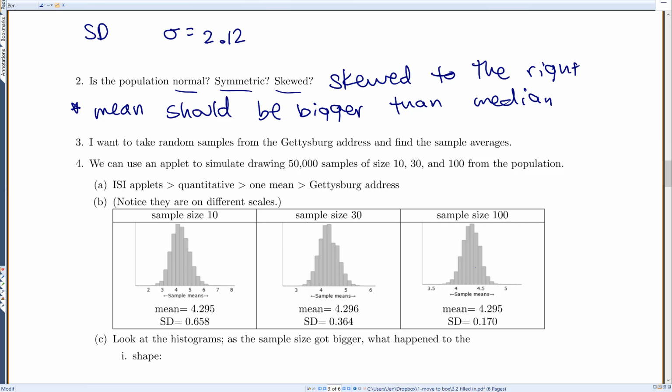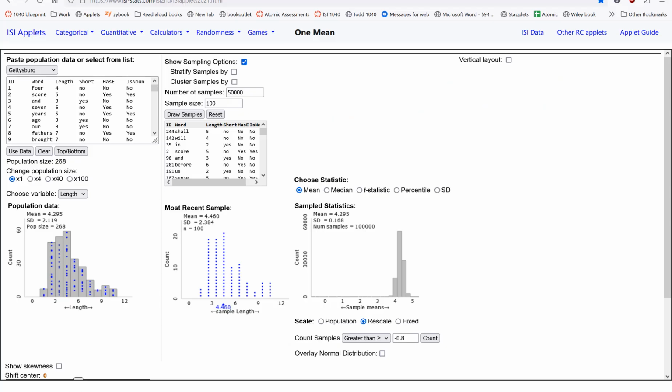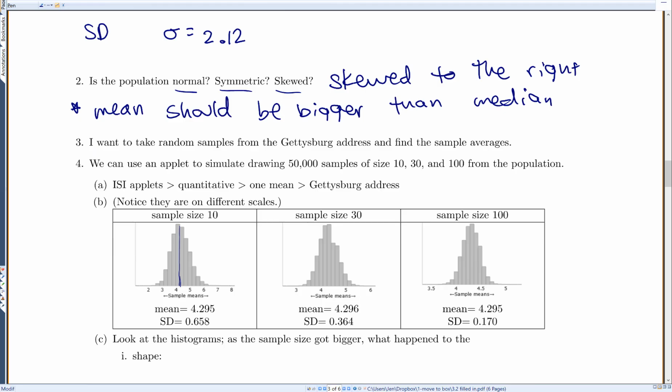So when we look at a sample size of 10, it looks like they're probably centered about 4.3-ish. So using the applet, it was 4.295. So just like before, actually you don't even have to click summary statistics. It will just always tell you the mean, SD, and the number of samples. Okay. So we have our mean of 4.2, SD of 0.65. Now for sample size of 30, it looks like I'm still centered around 4.3, so my mean, yep, 4.296. But my standard deviation, notice my standard deviation got smaller.